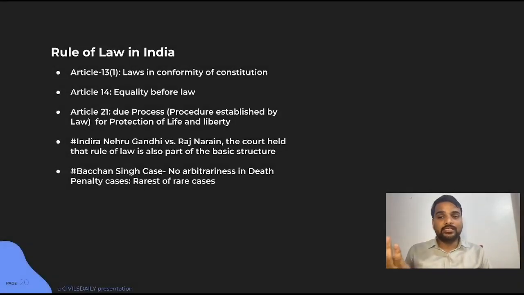Now in India, you can see Article 13 is there. Laws in conformity with the Constitution shall be there, but those not in conformity shall be null and void. Now Article 14 says equality before law and equal protection of law. Then Article 21 introduced due process for protection of life and liberty. Indira Gandhi case was there. It says the rule of law is a part of the basic structure. Even in the Bachan Singh case, it said there can be no arbitrariness in the death penalty. So only in the rarest of rare cases can there be a death penalty.